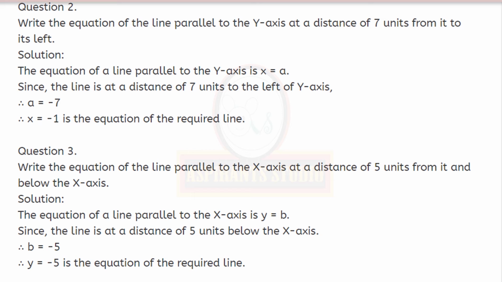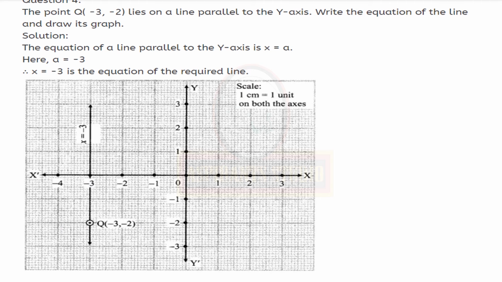Now see the next question. The equation of the line parallel to the x-axis at a distance of 5 units from it and below the x-axis. You know the equation of the line parallel to the x-axis is y is equal to b. Since the line is at a distance of 5 units below the x-axis, b takes a negative value. So b is equal to minus 5. Therefore y is equal to minus 5 is the equation of the required line.